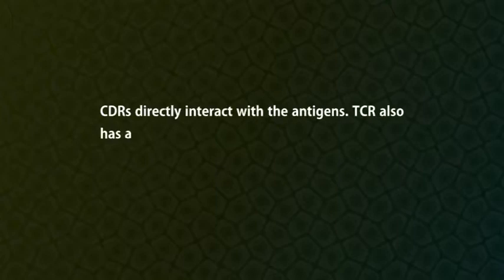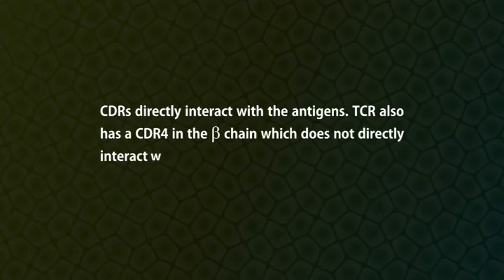The TCR variable domain has three hypervariable regions that form the complementarity determining regions, or CDRs. CDRs directly interact with the antigens. TCR also has a CDR4 in the beta chain, which does not directly interact with the antigen. After the constant region domain, each TCR chain has a connecting sequence containing a cysteine residue which forms interchain disulfide bonds and holds the two chains together in a TCR heterodimer.